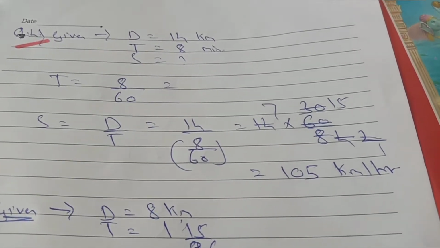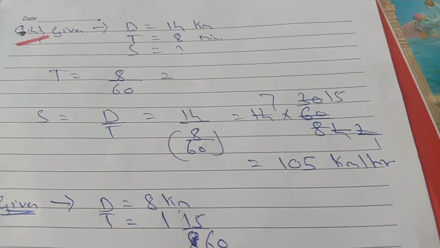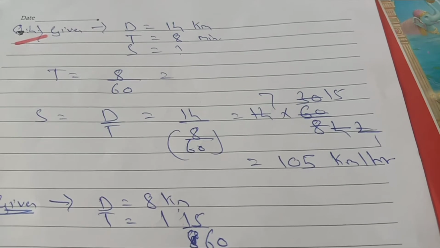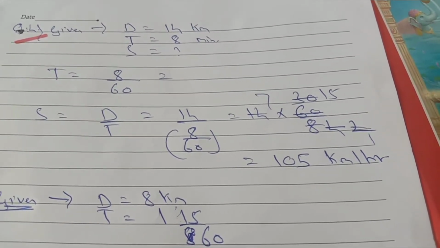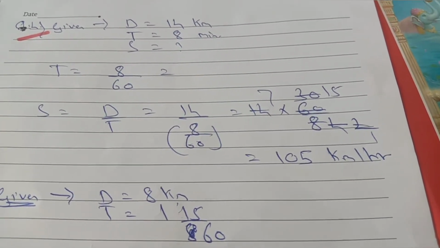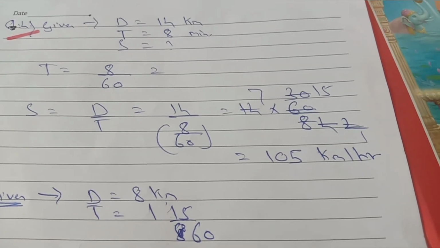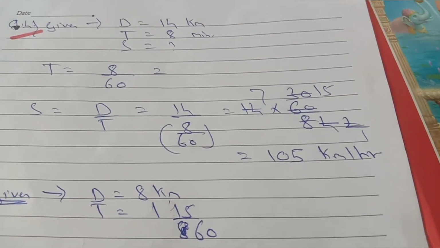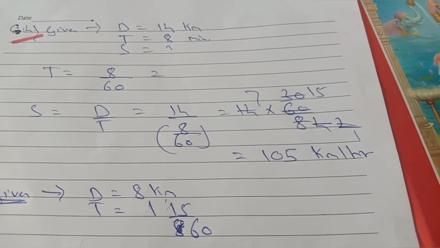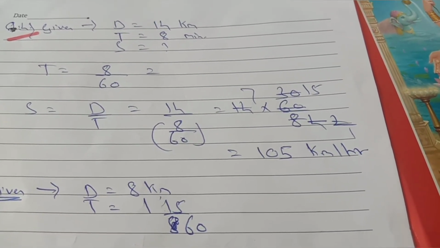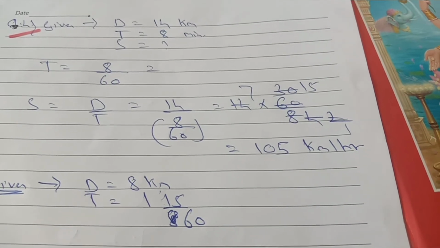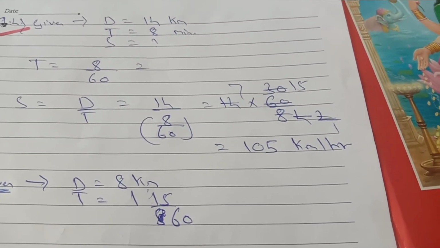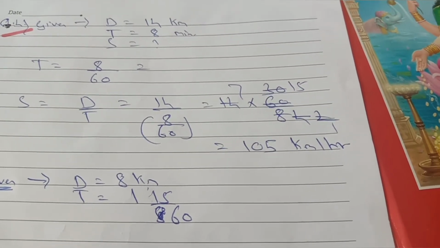And the fourth sum is a train covers 14 kilometer in 8 minutes. What is the speed of the train? So again, speed is equal to distance upon time. Speed is 14, time is 8 minutes. So that becomes 8 upon 60 hours, because since it is kilometer, we need to find it in kilometer per hour. So 14 divided by 8 upon 60 which is nothing but 14 into 60 upon 8. So your answer is 105 kilometer per hour.